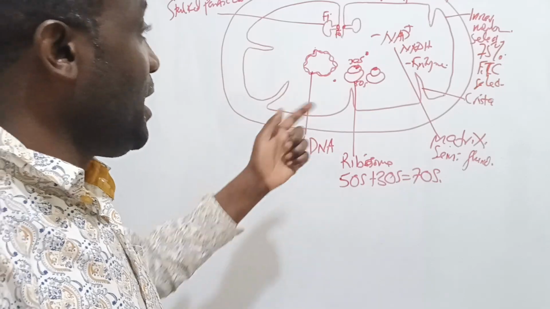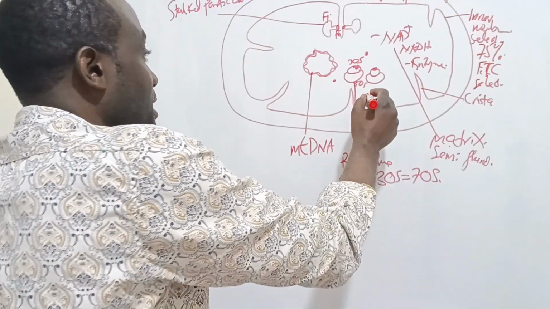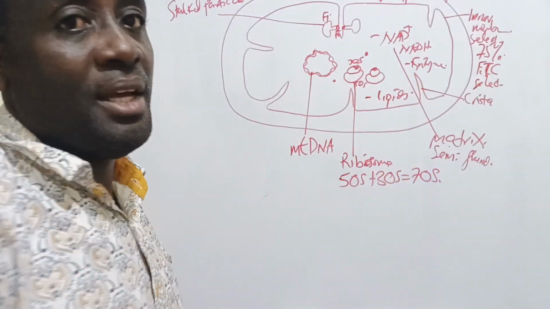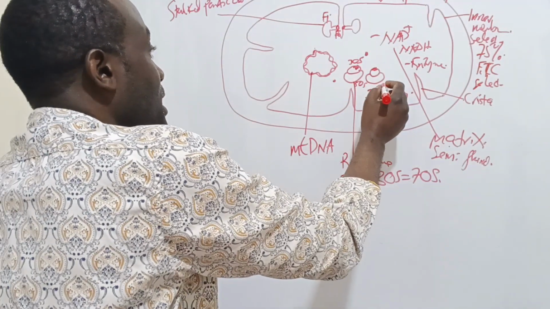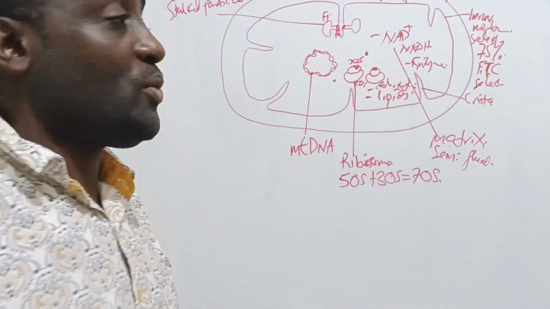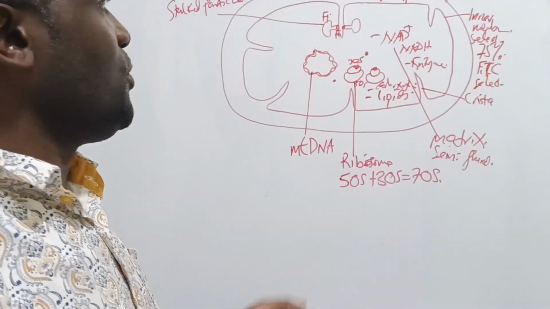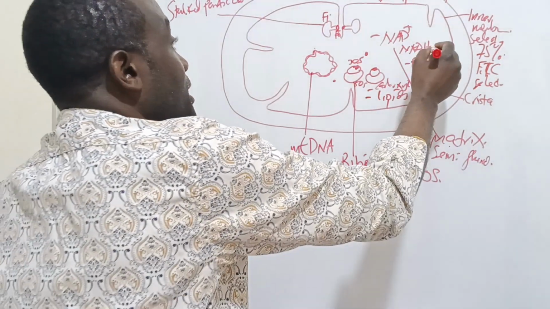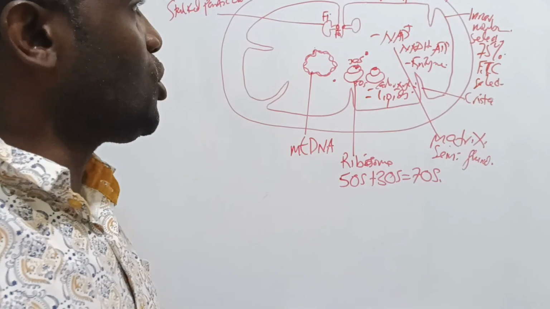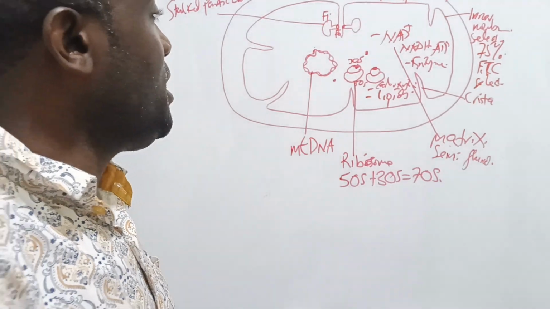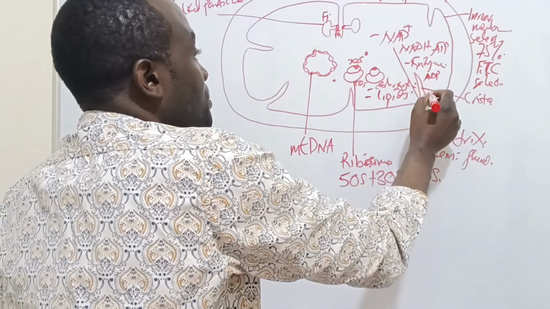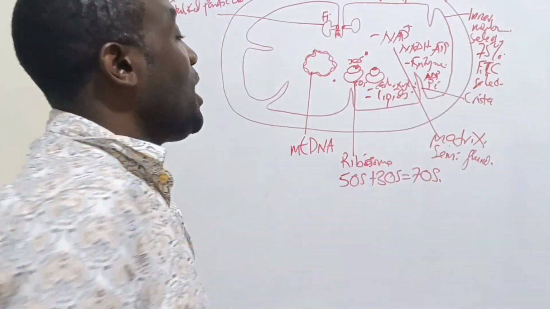There are lipids there; you will find lipids inside. Also, you will find carboxylic acids there. You will find ATP there, of course, because it is a product made there. You will find ADP there. Then you also find inorganic phosphates.